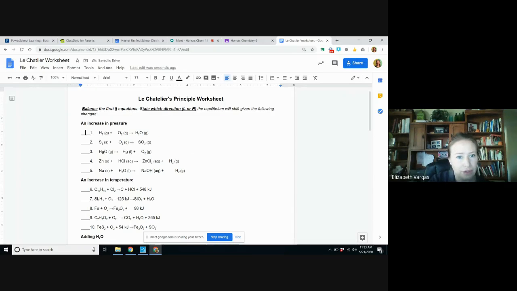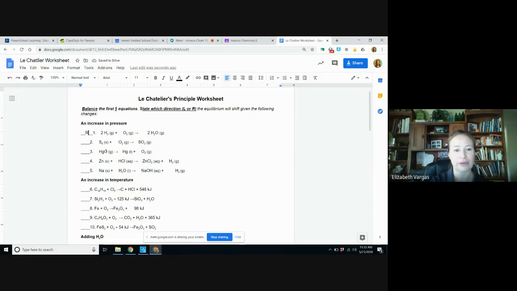Okay, so you have to balance the first 5 equations before you start. I'm going to do this one since we already talked about it anyways. I need 2 hydrogens, and I will make 2 waters, and now everything's balanced. So balance it, and then it says increase in pressure. If I increase the pressure on number 1, the left side has 3 moles of gas, and the right side only has 2. So an increase in pressure will actually cause it to shift to the right.